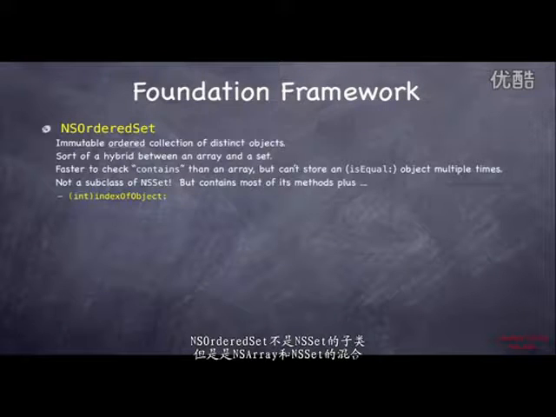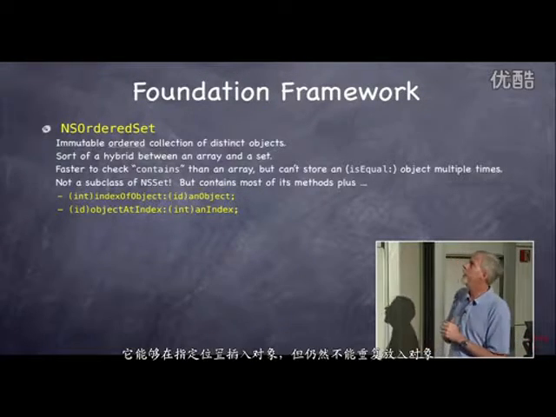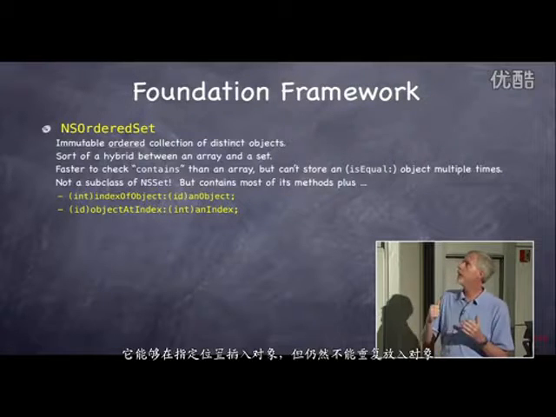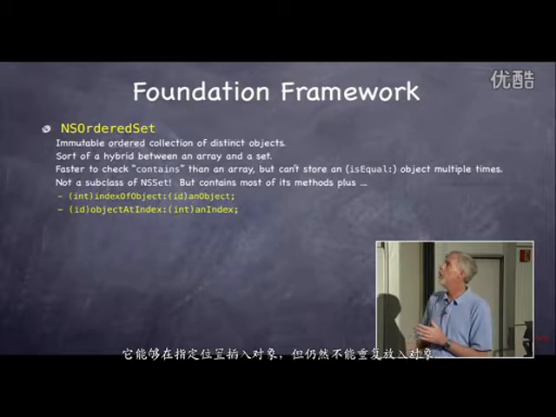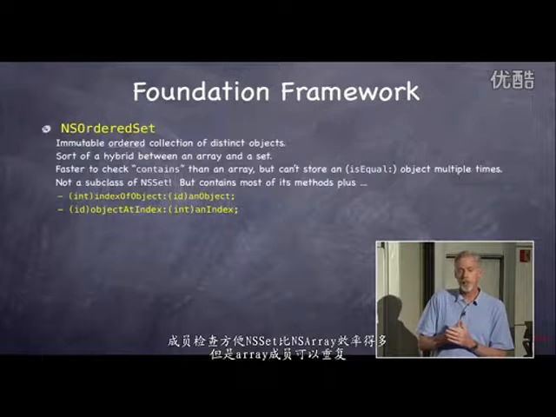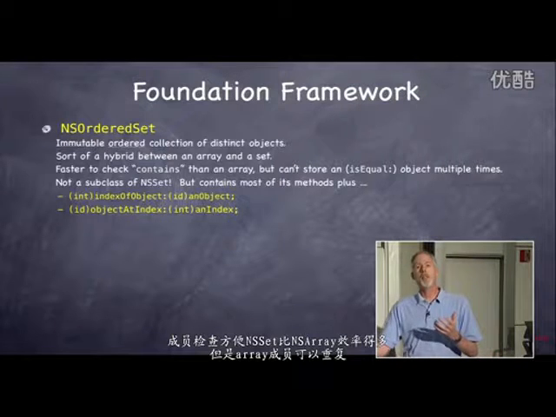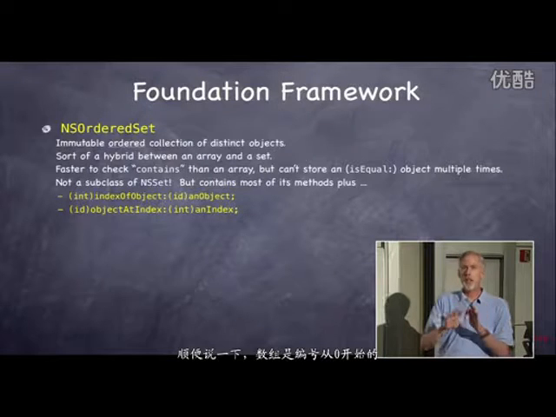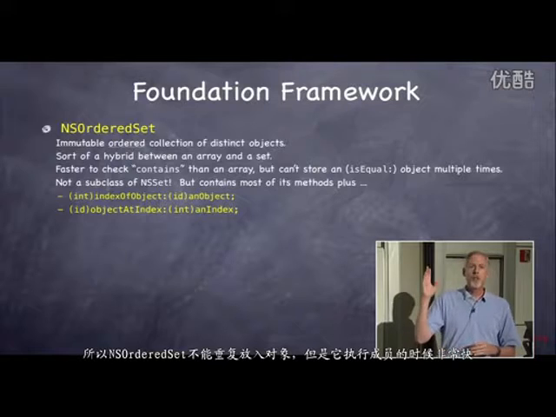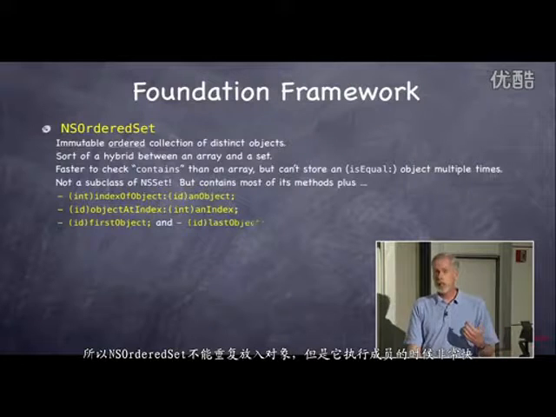And then there's NSOrderedSet. So NSOrderedSet is not a subclass of NSSet, but it's kind of a hybrid between an NSArray and an NSSet. And so it does let you do indexOfObject and objectAtIndex. However, again, you cannot put the same object twice in. That's the difference. So containsObject, doing membership checking, is quite efficient with an NSOrderedSet compared to an array. However, in an array, you could put the same object in 100 times. And it would be at index 0, 1, 2, 3, 4, 5, 6, all the way up to 99. Oh, yeah, by the way, arrays start at index 0, as you would expect. So in an NSOrderedSet, you cannot put the same object in twice, but it implements containsObject very quickly.